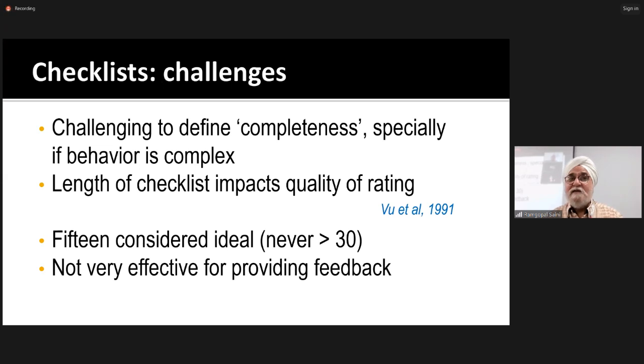They are also not very effective for providing feedback, क्योंकि आप बाइनरी कर रहे हो, yes or no, उसमें आप उसकी क्वांटिफिकेशन नहीं कर पा रहे हो. So feedback becomes a little difficult. You can say you didn't do this, but maybe he has done it wrongly, so that you may not be able to pick up in a checklist.